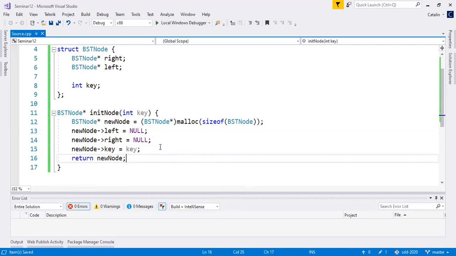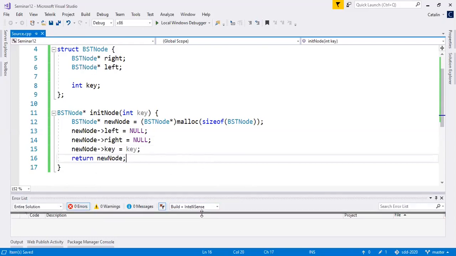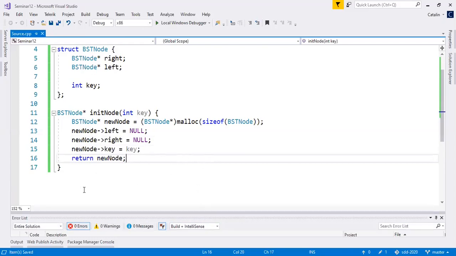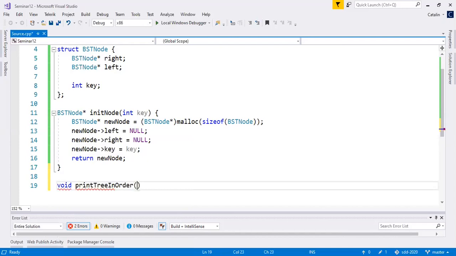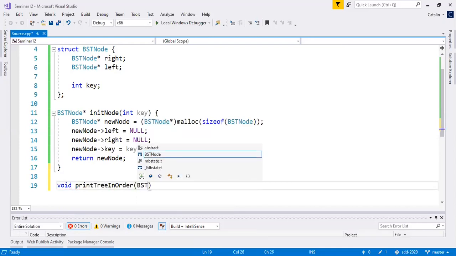Okay. Now, what else do we need? We need to print the tree, or we can copy paste. So let's print the tree in order to check it later. So we want to print the key, the binary search tree. So this is a method for print tree, and let's say this is in order. And here you need the root node, bst, okay, root.